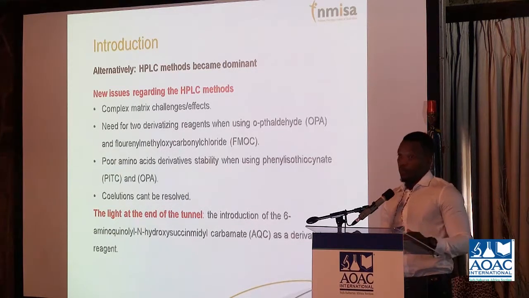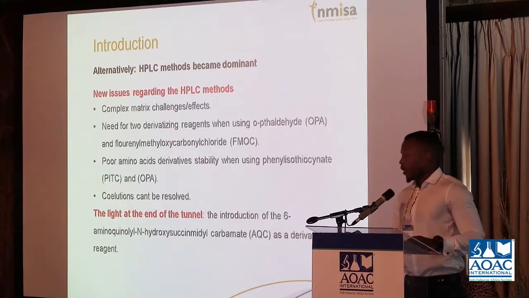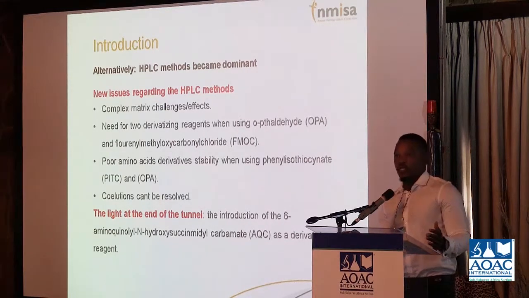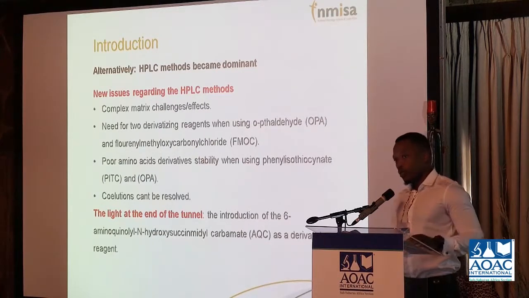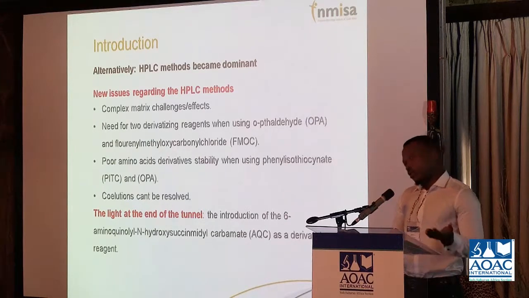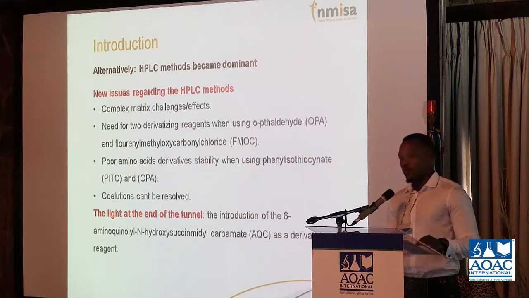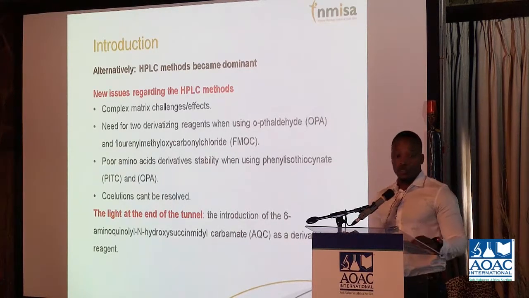However, with the rise of these new methods, other issues came up, like complex matrix challenges and the need for derivatizing agents. Sometimes, if you are using OPA and FMOC, for instance, you have to use both reagents in order to quantify both primary and secondary amino acids. There was also the poor stability of the derivatives formed when using OPA and PITC, and sometimes co-elutions that could not be resolved became an issue.